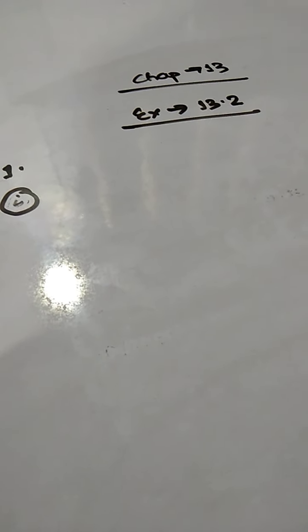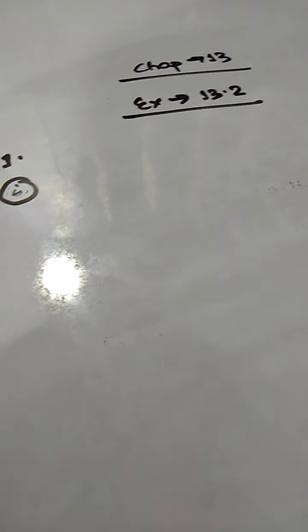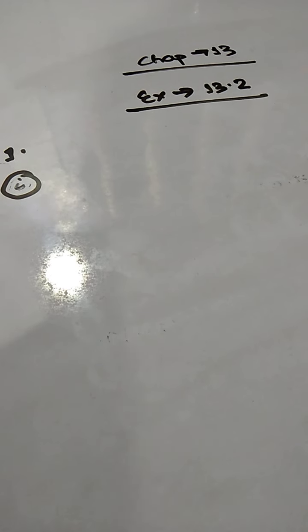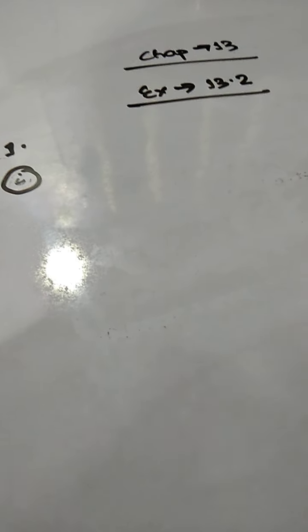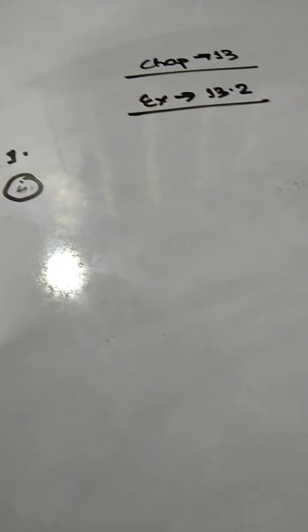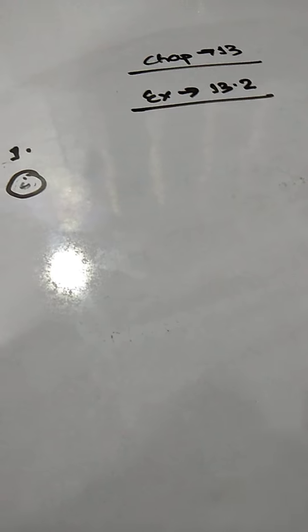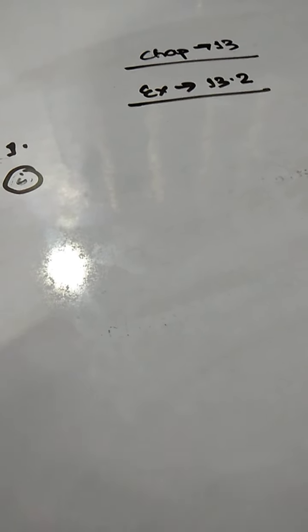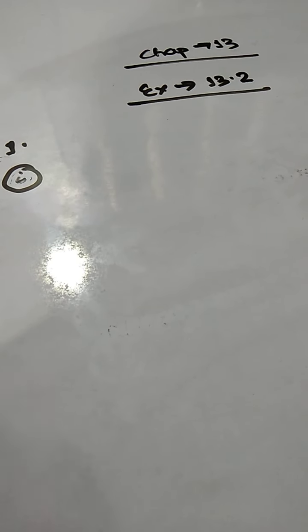What we did in exercise 13.1 was direct proportion. That is, if one quantity decreased, then the other quantity also decreased, and if one quantity increased, the same thing happened with the second quantity. That means both are directly proportional. Whatever is happening with the first quantity, the same reflection will be on the second quantity. But in inverse proportion, it is just the reverse. If you decrease the first quantity, the second quantity will increase, and vice versa.